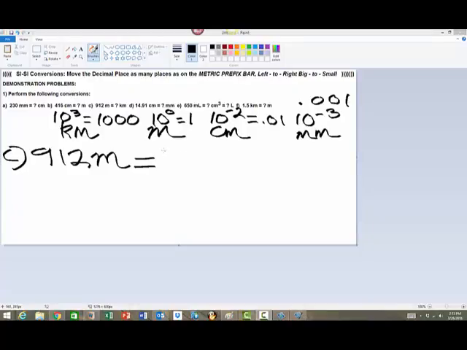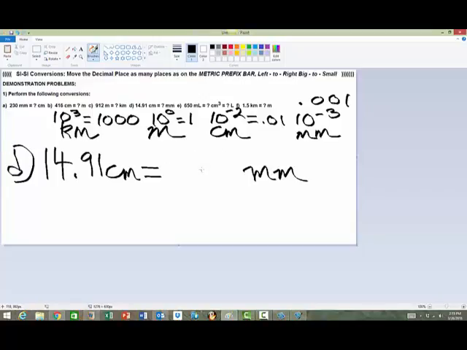Part C, 912 meters is how many kilometers? We locate meters on the prefix bar, and then we locate kilometers. We see that meters is to the right of kilometers. How many places? Kilometers 10 to the third or 1,000, meters 10 to the 0 or 1, and so 1 kilometer is 1,000 meters, or 1 meter is 1/1000th of a kilometer. Therefore, the decimal place must go to the left 3 places.